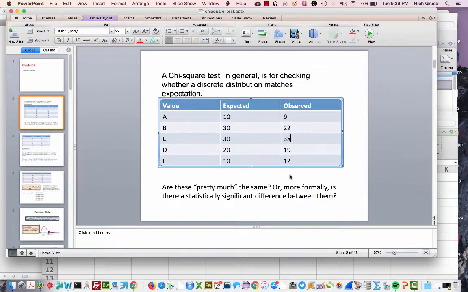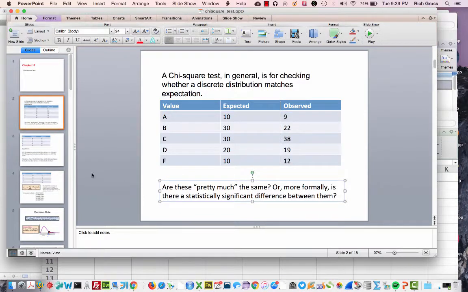And so the question that comes naturally from this is, are these pretty much the same? The formal test is whether there is a statistically significant difference between this expected distribution and this observed distribution. That's the chi-square test that I'm going to focus on in this lesson.